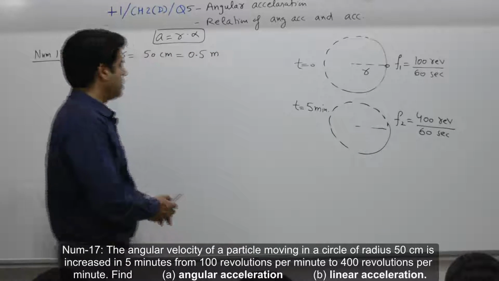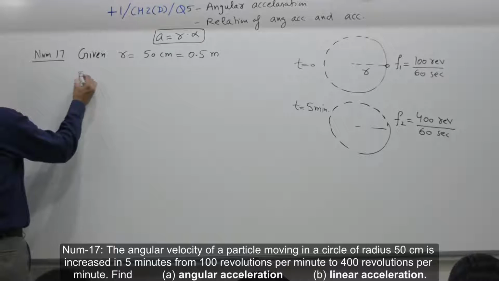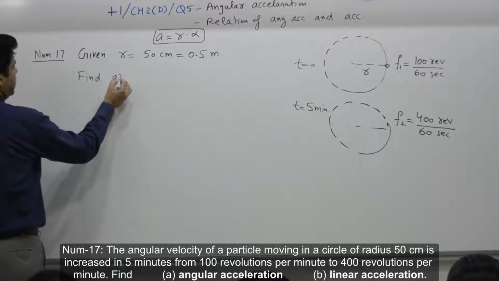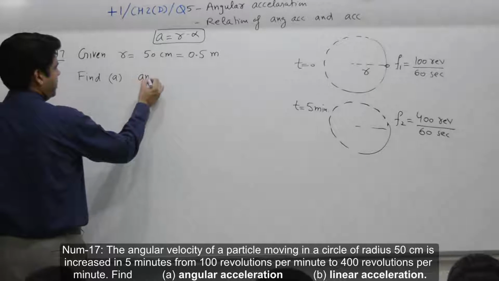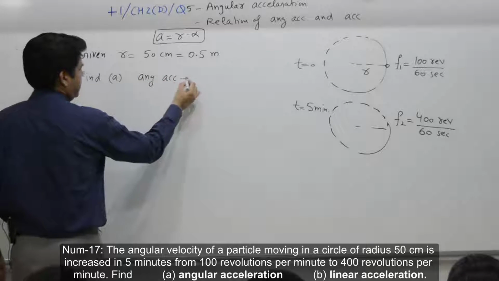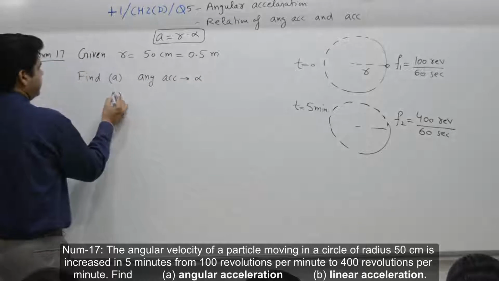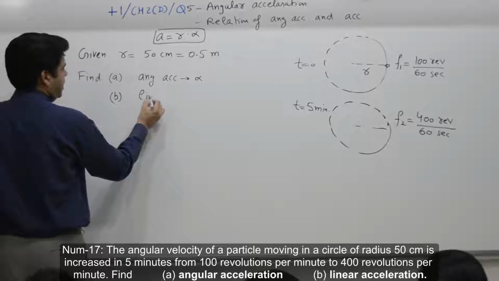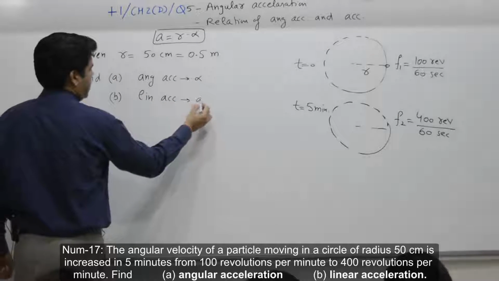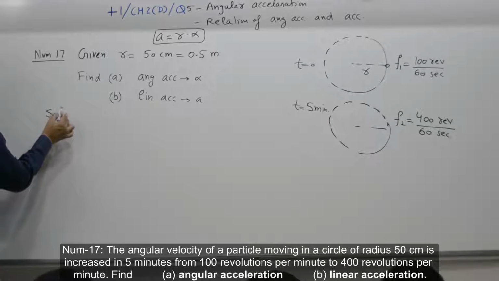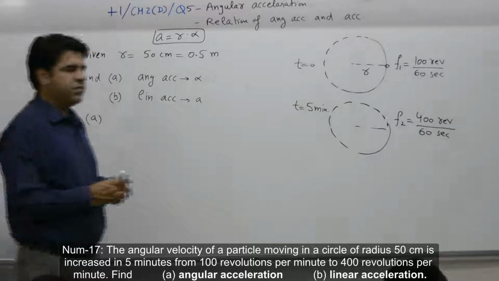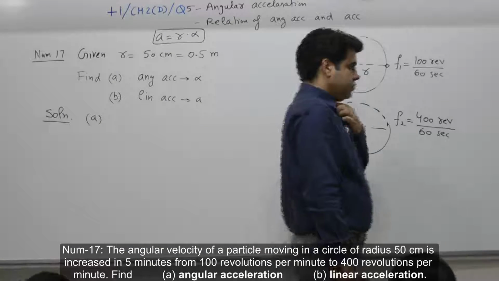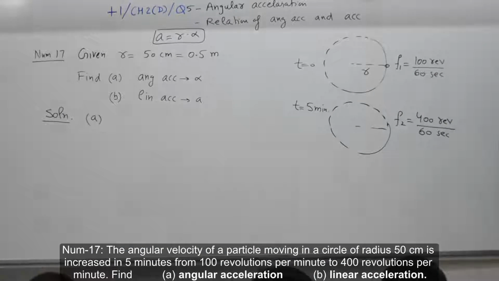What you want to find out is: part A, angular acceleration alpha; part B, linear acceleration A. Time with you is 2 minutes to try. Find alpha. You can refer to the definition. Alpha means what?